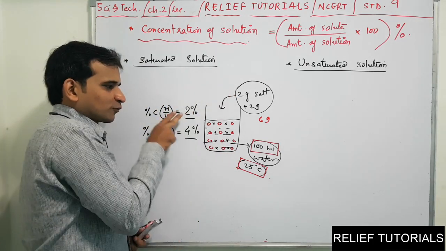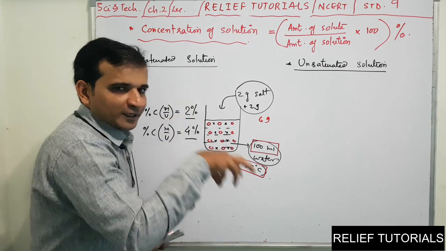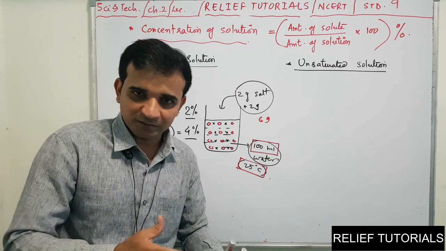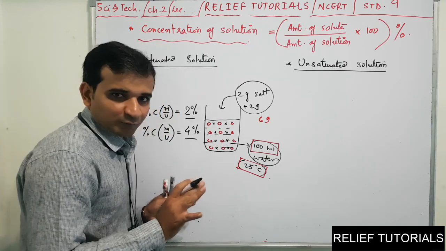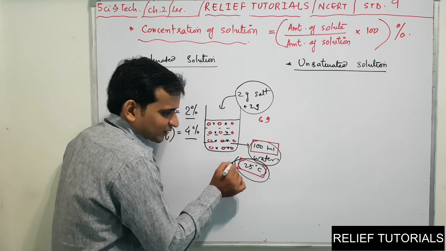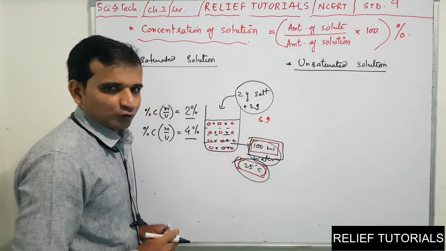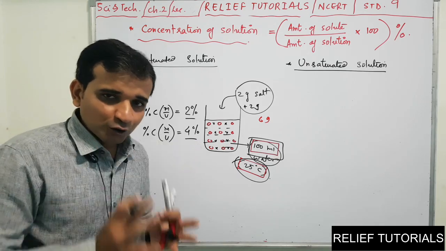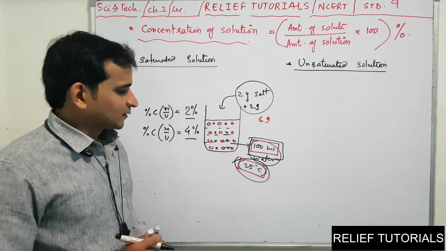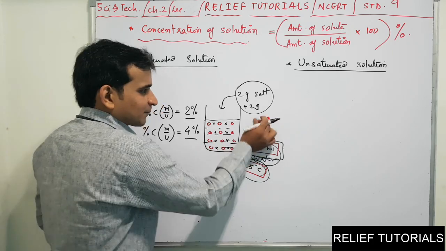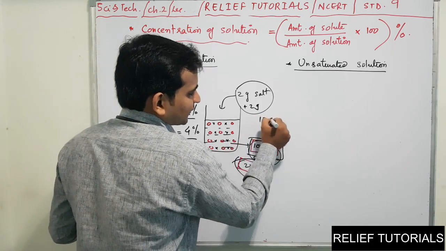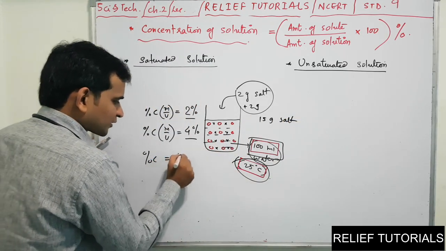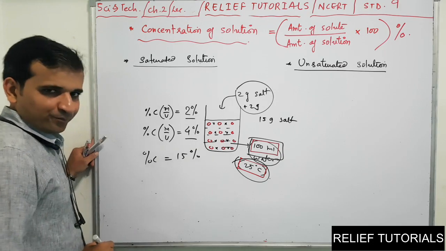You are adding 2 gram first, so concentration is 2%. You are adding 2 more, means 4%, then 6%, then 8% concentration, then 15% maybe. So at one moment you will see that at a given temperature, for a given amount of solvent, it has certain capacity to dissolve the solute in it. Okay, at one moment, for example, you have added 15 gram of salt totally. So at that moment, percentage concentration will be 15%.